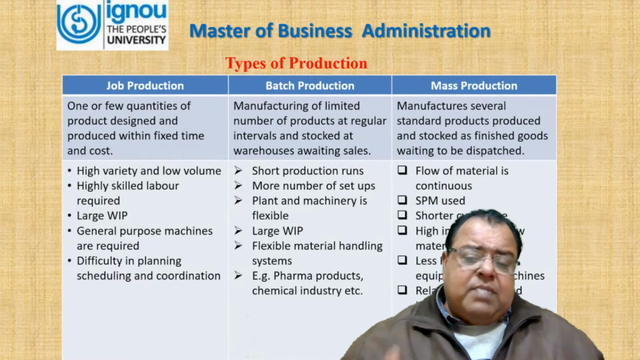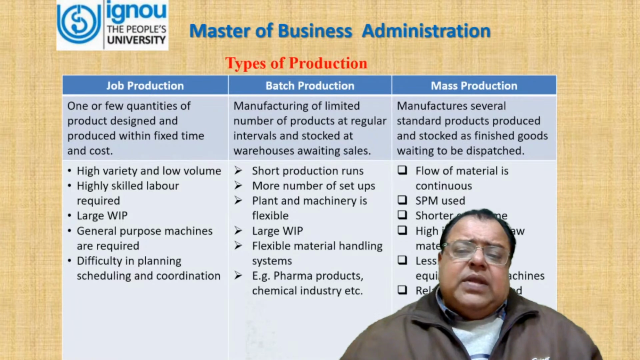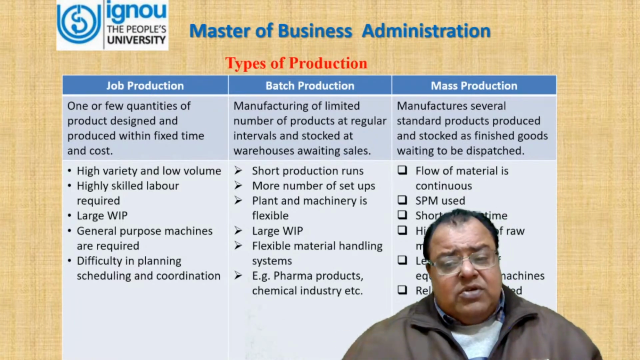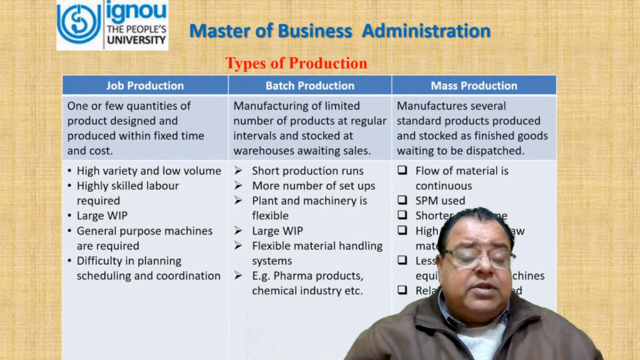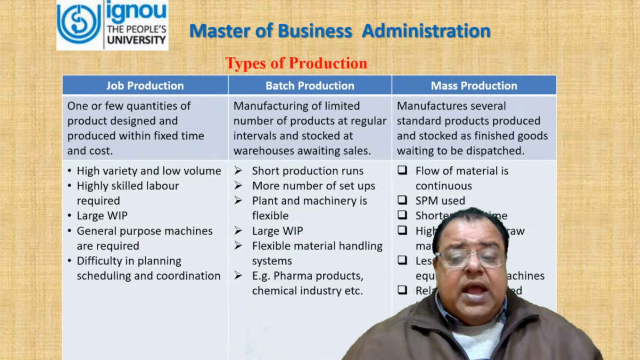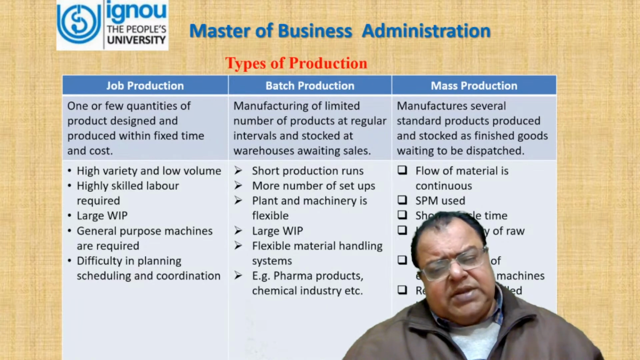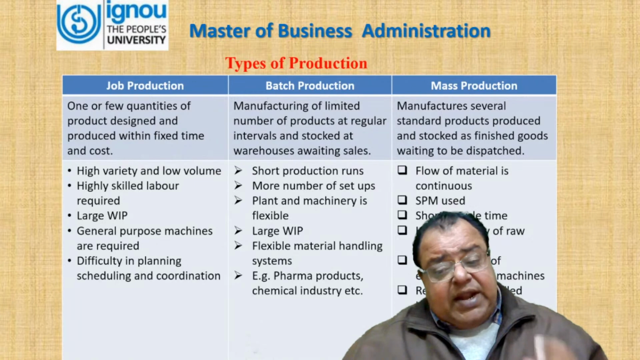Now, if we talk about mass production, manufacturers produce several standard products and stock them as finished goods waiting to be dispatched. Here, the flow of material is continuous. SPM, that means special purpose machines, are used. Short cycle time is there. High inventory of raw material is there. There is less flexibility of equipment and machines. And relatively lower skilled labor is required.